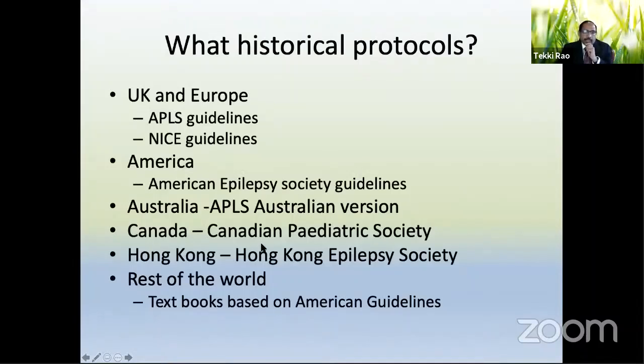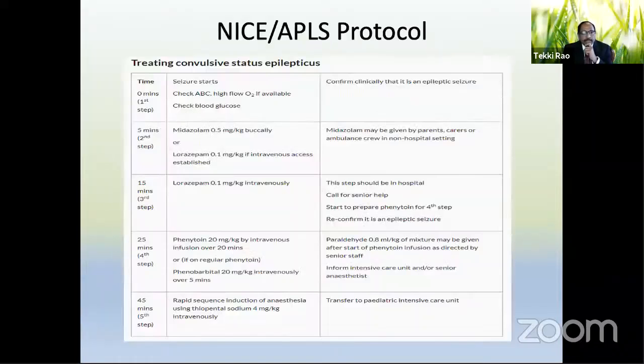So there are many protocols existing worldwide. In the UK and Europe, they follow Advanced Paediatric Life Support guidelines and also National Institute for Health and Care Excellence guidelines. Both are almost similar. Whereas in America, they have slightly different protocols based on the American Epilepsy Society. Australia follows the APLS Australian version guidelines, and Canada has the Canadian Paediatric Society. Similarly, Hong Kong has the Hong Kong Epilepsy Society. In the rest of the world, some individual regions have their own protocols in their country. However, most of them depend on textbooks based on American guidelines.